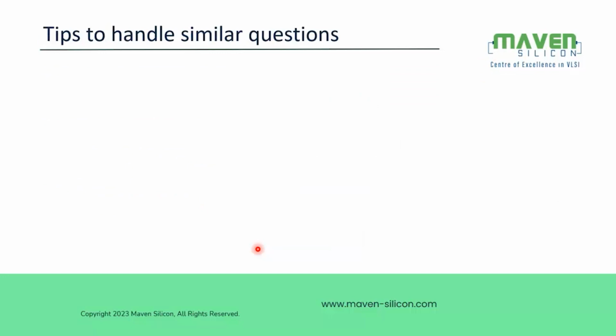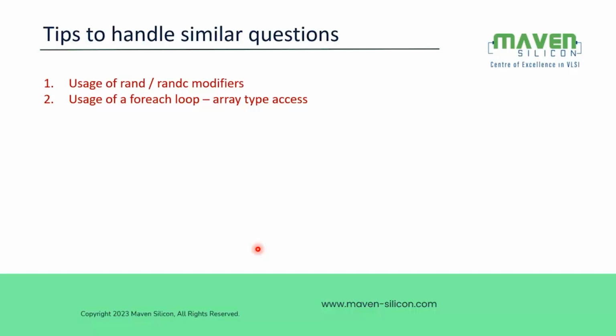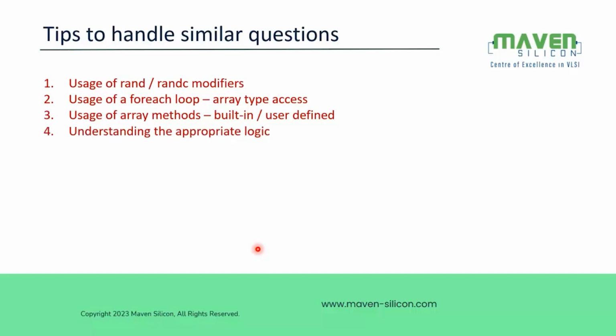Now, here are some tips on how to handle similar types of questions during your interviews. Usage of rand and randc modifiers: it is mandatory to make sure the rand and randc modifiers are declared. Point number 2, it is very important to access an array with the help of a foreach loop. Point number 3, if required, we can use array methods. We can use either built-in array methods or sometimes, based on the requirement, we can use user-defined methods to constrain the required values. And the fourth point, understanding the appropriate logic.